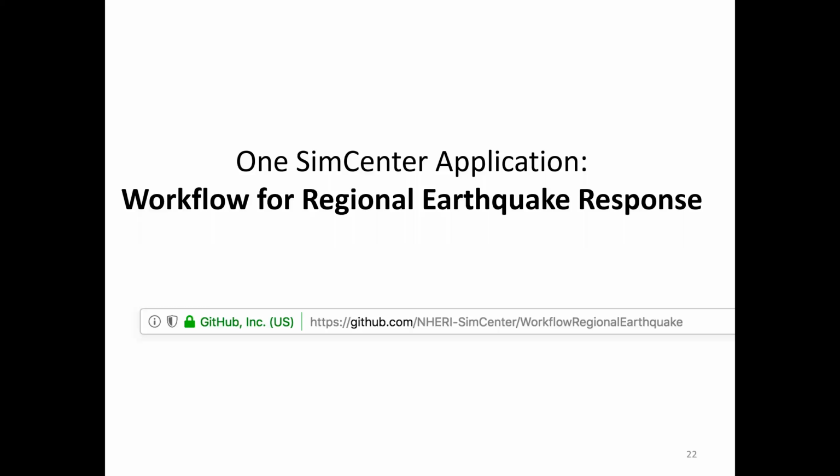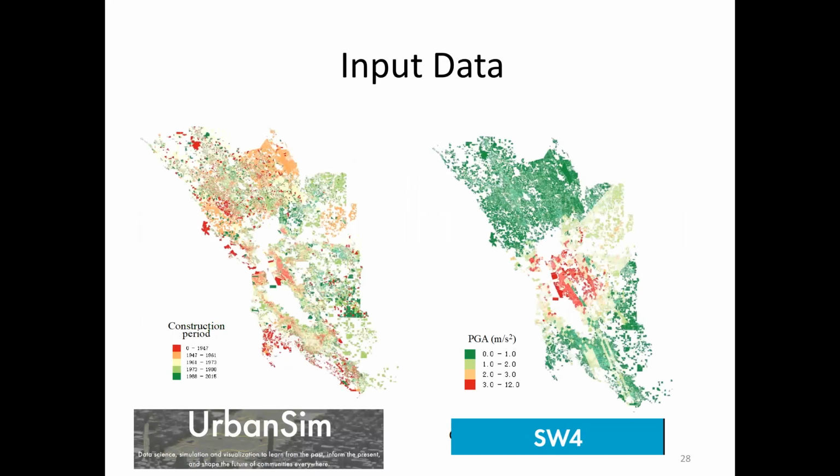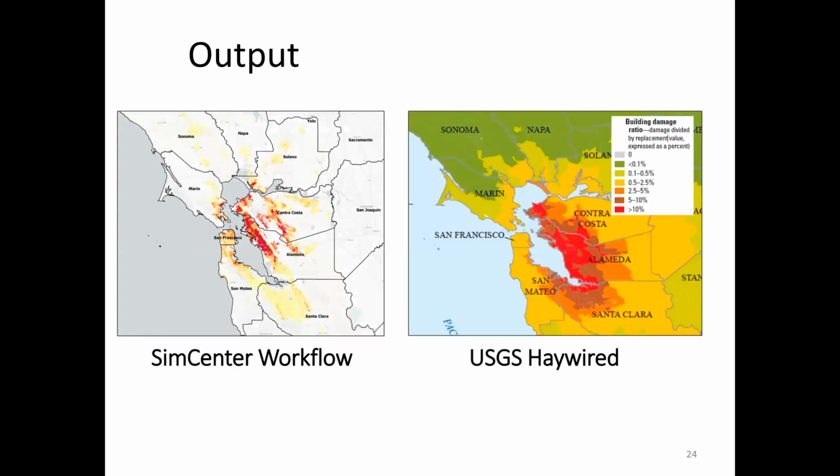So this is an example of one application developed using this new SimCenter framework. We call it the Workflow for Regional Earthquake Response, and it's available on GitHub at the following URL if you're interested in downloading the source code. And this is one example run that we've done with this application, where we've taken the Bay Area buildings, we've got some input ground motion, some seismic simulation. We combine the two to produce some output, and then we compare that output, say, with the recent Haywired event. Will will talk about this in his presentation.